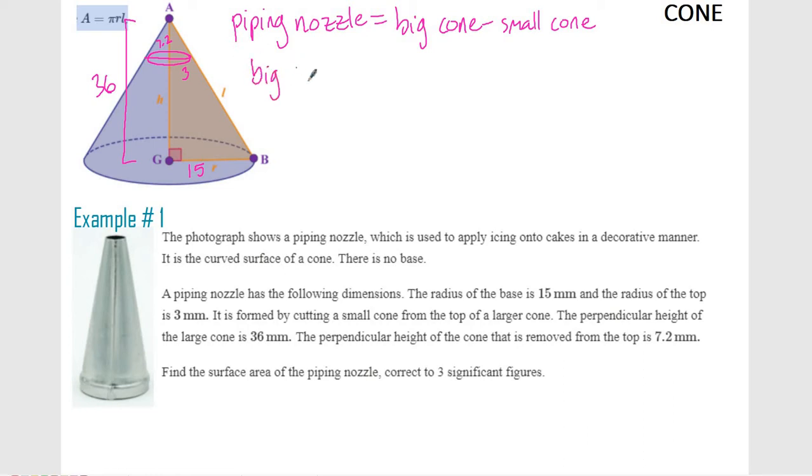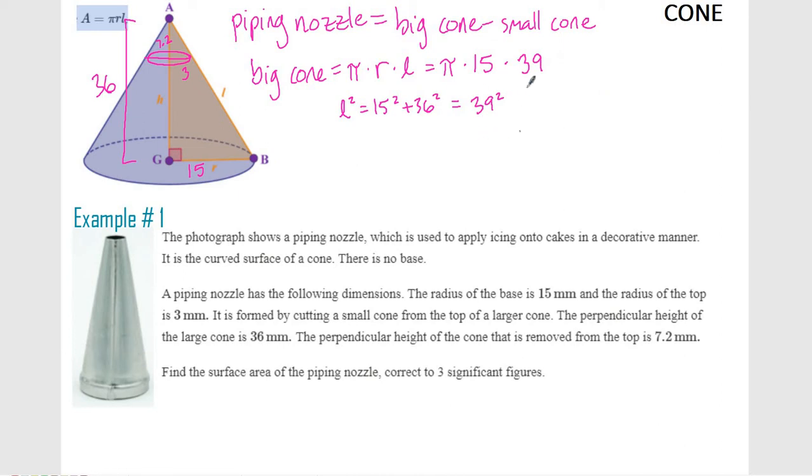Okay, so for the big cone, we need to do pi times r times L. So we do pi times r, which is 15, the radius, times L. Well, L is the slant height. Well, look what we have. We have a triangle. So get your slant height by doing 15 squared plus 36 squared and then taking the square root. Okay, we do that, we get 39. So the slant height is 39.